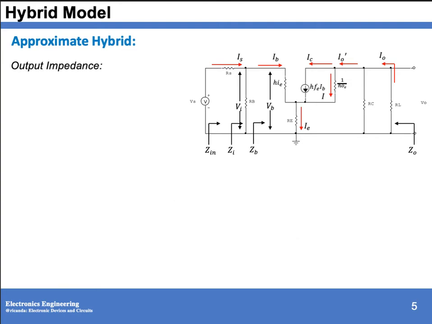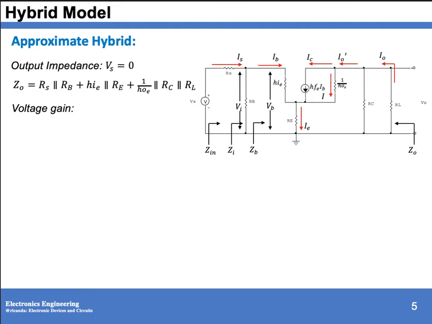For the output impedance, setting BS to 0, the output impedance equals RS parallel with RB plus HIE, parallel with RE plus 1 over HOE, parallel with RC and parallel with RL.